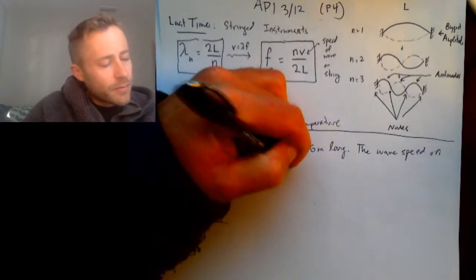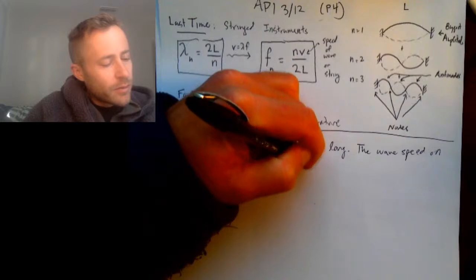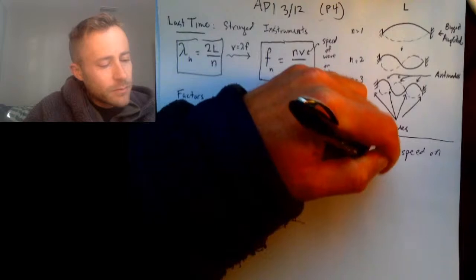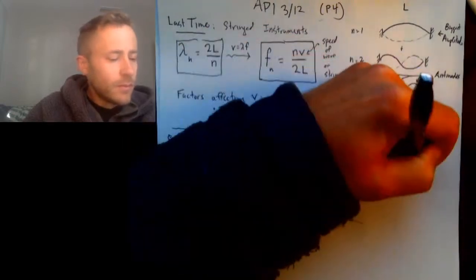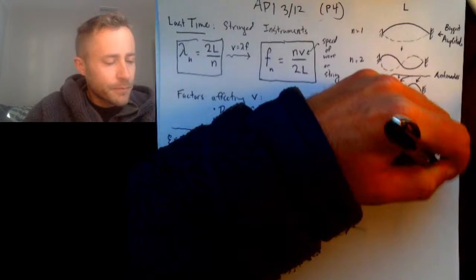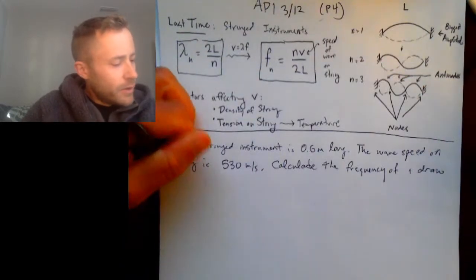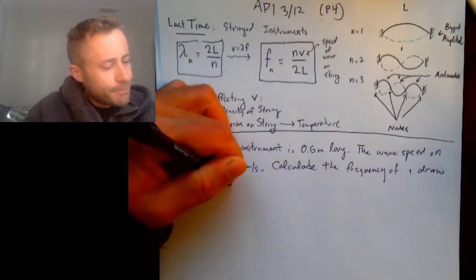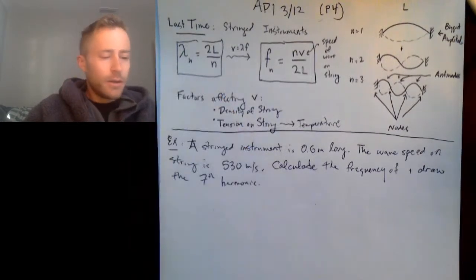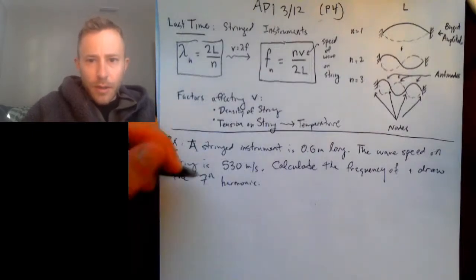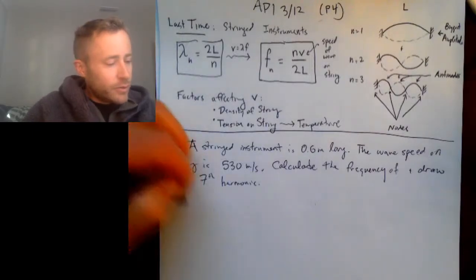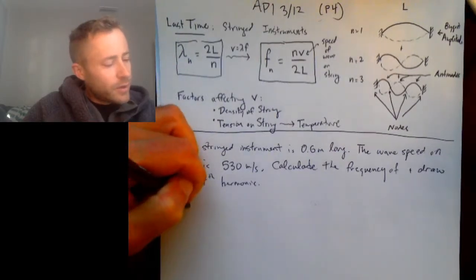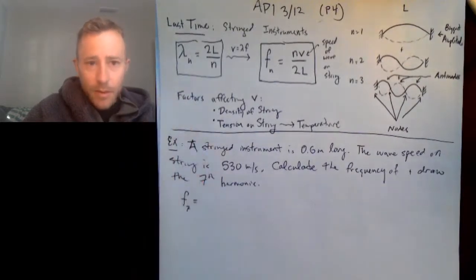Calculate the frequency of and draw the seventh harmonic. Okay, so calculating the frequency is really easy. So we're trying to get the frequency of the seventh harmonic.